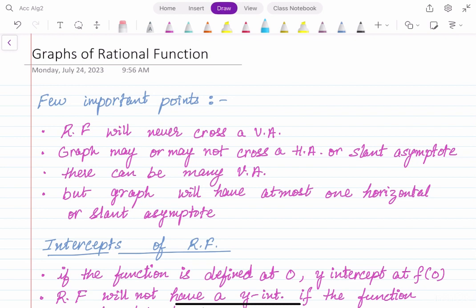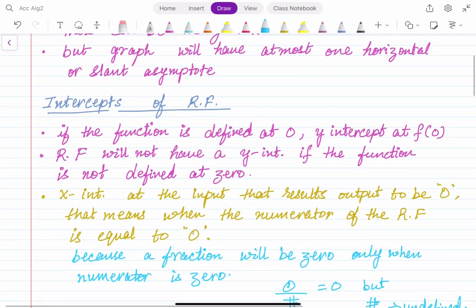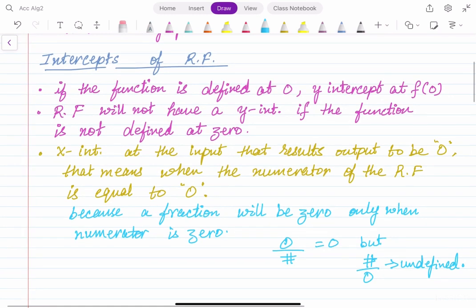The graph will have at most one horizontal or slant asymptote. So as it says, there can be many vertical asymptotes, but there is a restriction on how many horizontal or slant asymptotes there will be. When we have to graph, we also need to keep in mind the intercepts, how the x-intercepts and the y-intercept work.